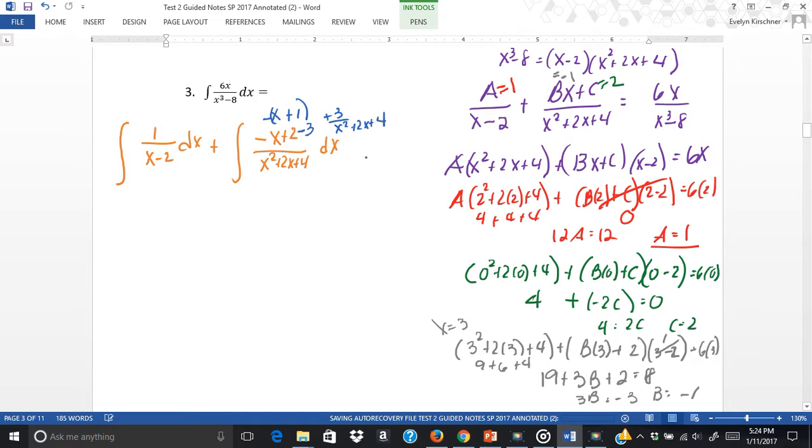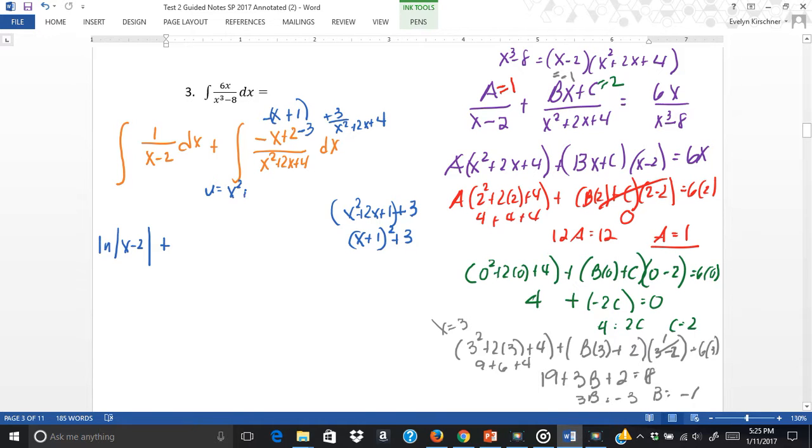But before I go any further, I notice also here that maybe I can try to complete the square. So I'm going to look at x squared plus 2x. If I add 1 here, I subtract 1, it's plus 3. And I have x plus 1 squared plus 3. Maybe I can do something with that. So I'm going to rewrite this. This I already know is the natural log of x minus 2 plus, now I have negative x plus 1.